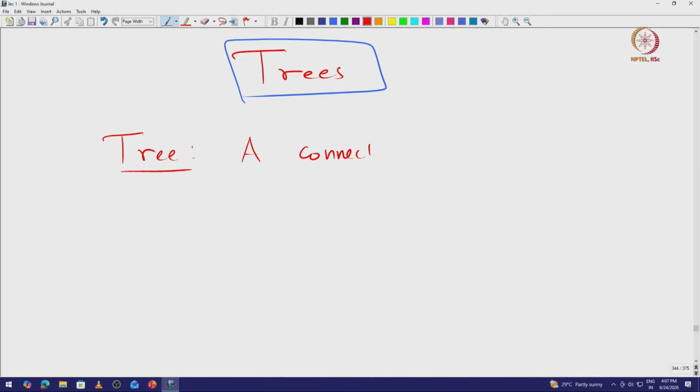Welcome back everyone. In this lecture we will see various characterizations of trees. So, let us begin with recalling what a tree is. A tree is a connected graph that has no cycle.